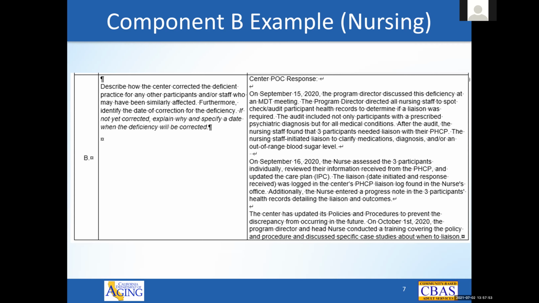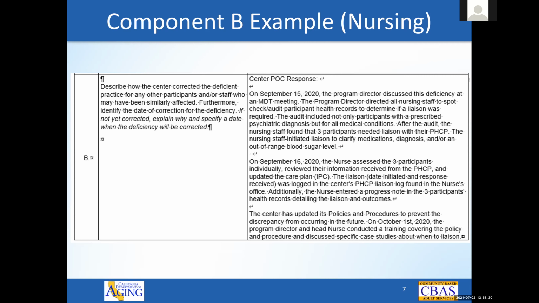So, some elements that I want to discuss here that were in the example. It showed when the program director addressed the deficiency amongst the team. I think that's important to note and to take credit for in your response when writing any responses for component B. Furthermore, when the program director directed the staff to determine if the issue was a one-off scenario or systemic issue, this was addressed in the first paragraph, where the program director directed staff to conduct a spot check and audit of all participant health records.